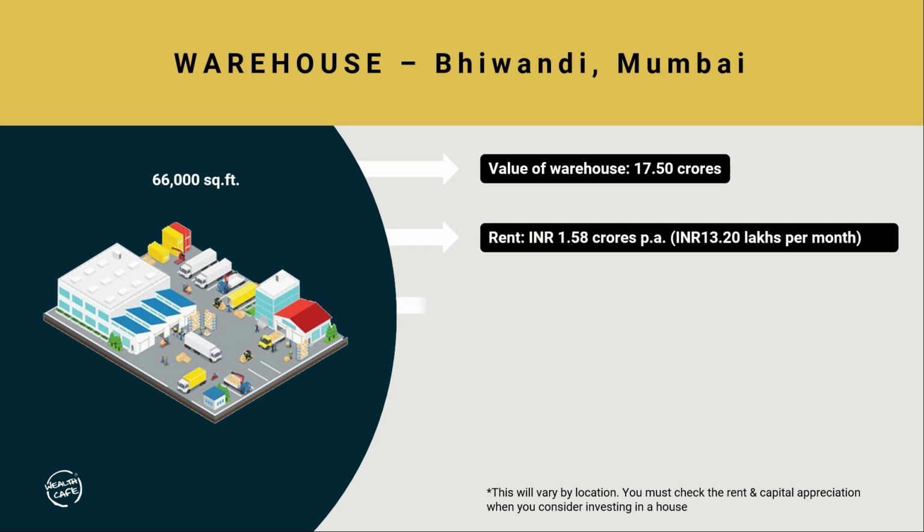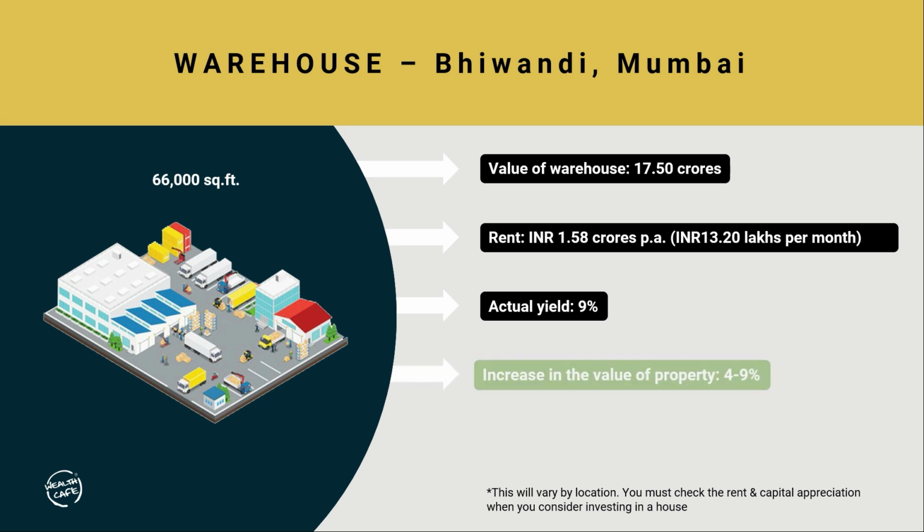So the rental yield that you get from such a warehouse is about 9%, which is the highest of the various categories of commercial properties that we've seen till now. Now, obviously, depending on where you construct the warehouse and what is your cost of construction, the yield can be higher also. It is not uncommon for warehouses to have a yield of 12 to 14% as well. Once you add the expected increase in the value of the property, you get your overall gain of investing in a warehouse between 13 to 18%.